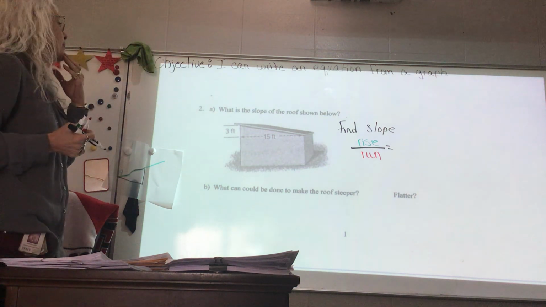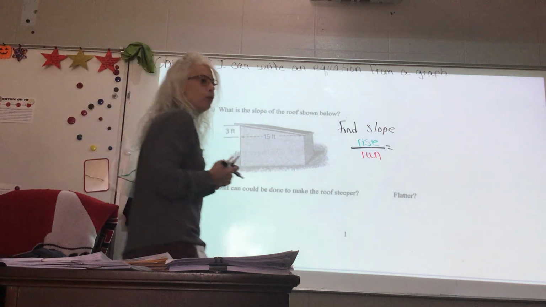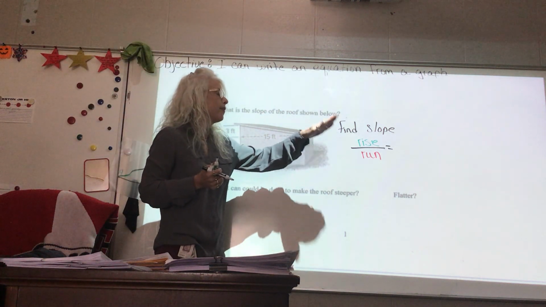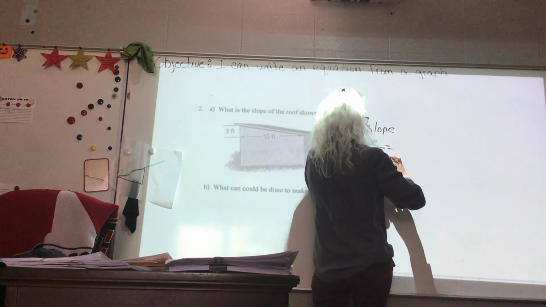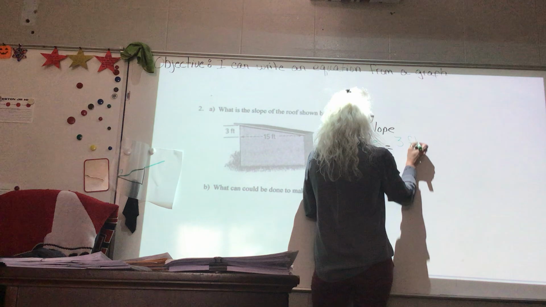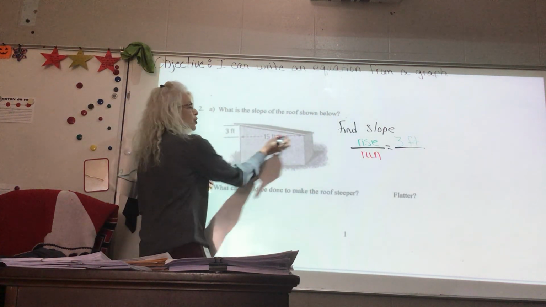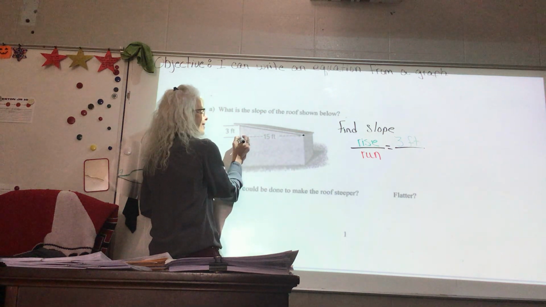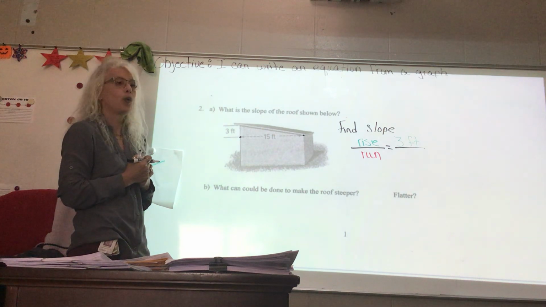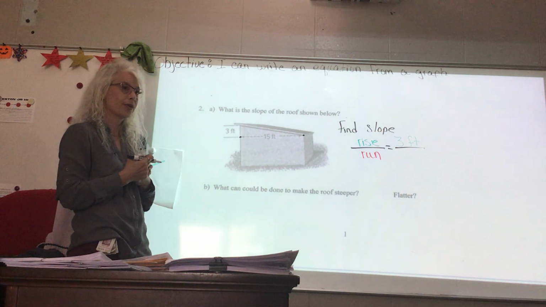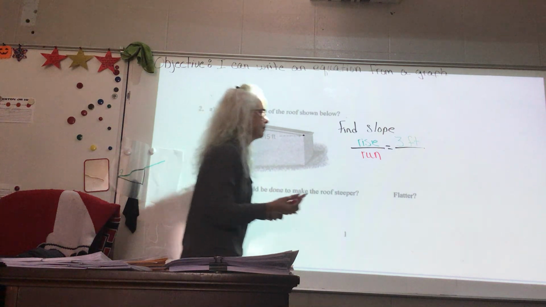So what number am I going to use for the rise? The 15 or the 3? Which one is going to give me the change in the vertical height? 3. And the run is the change in the horizontal length. So how long is it? 15.